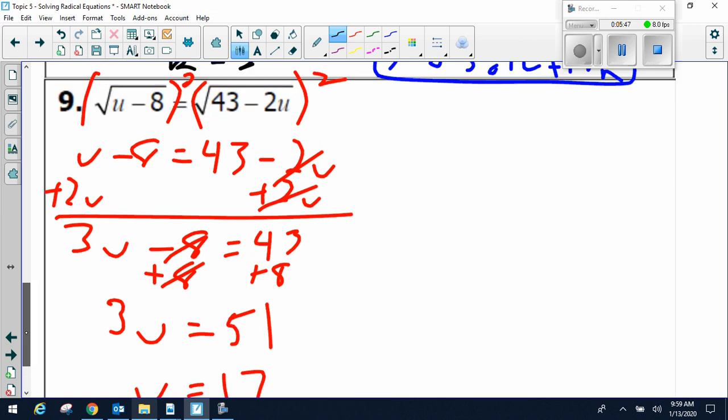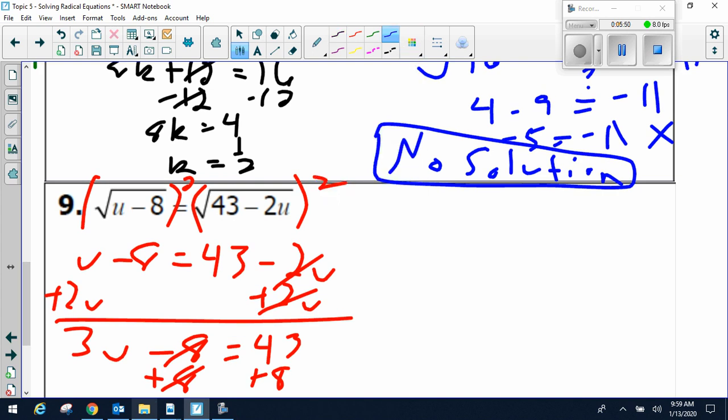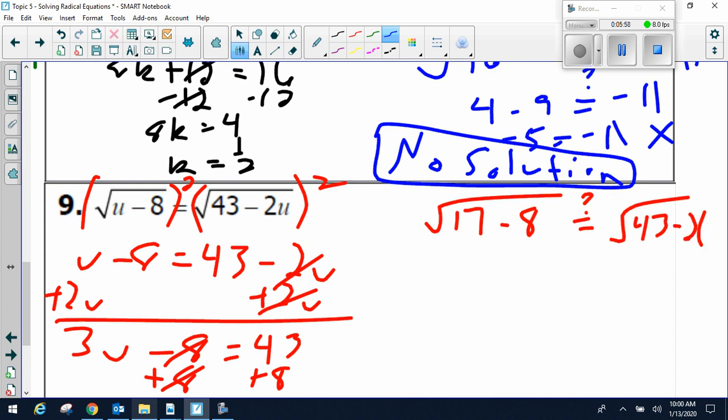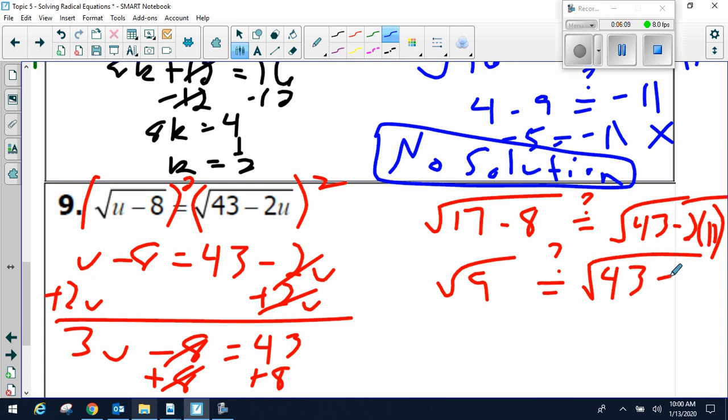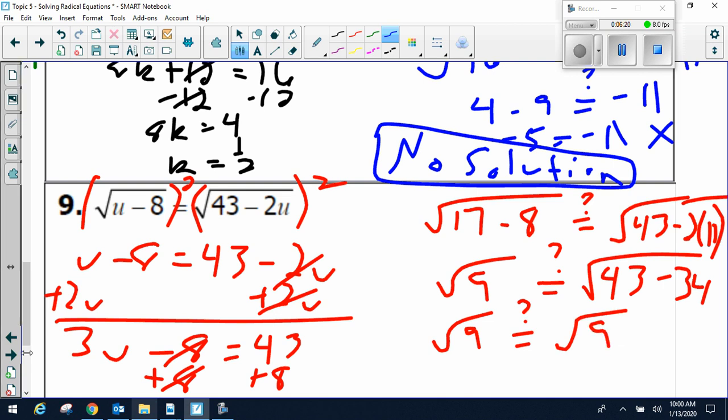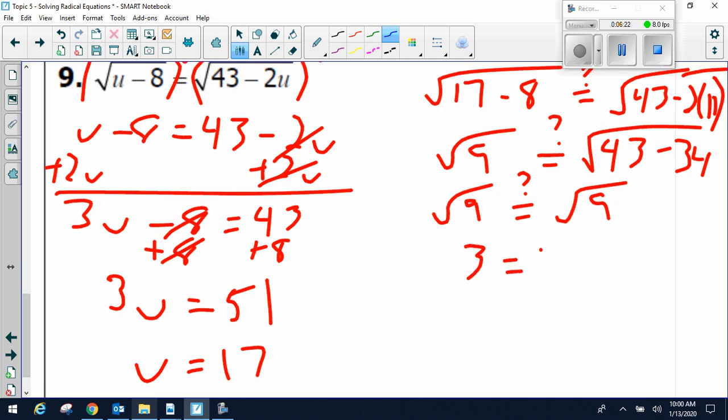So we've got to double check it, plug it in. So you have the square root of 17 minus 8. Does that equal the square root of 43 minus 2 times 17? So 17 minus 8 is the square root of 9. 43, that would be minus 34. So the square root of 9, does that equal the square root of 9? Well, that would, because you would get 3 equals 3, which checks out, which means this is a solution. We're good.